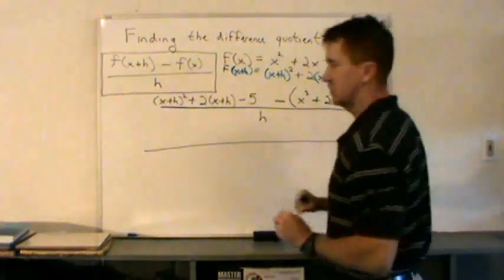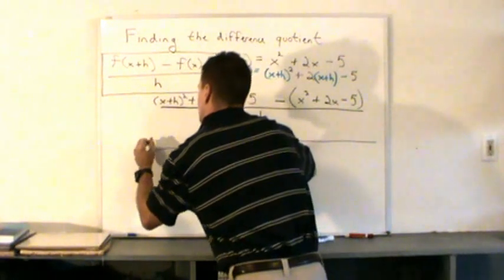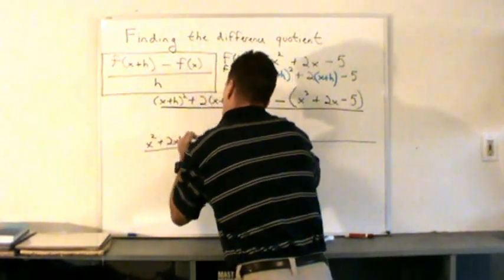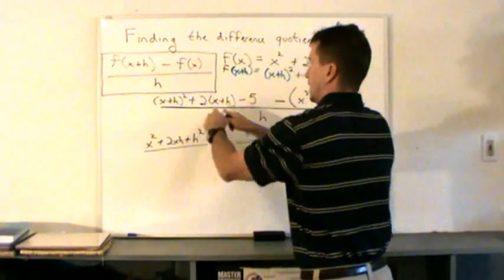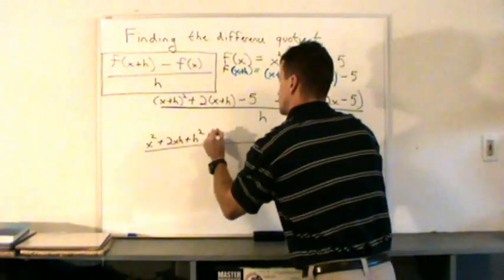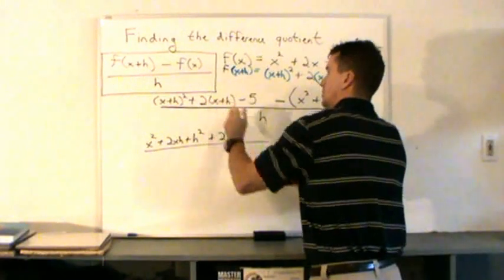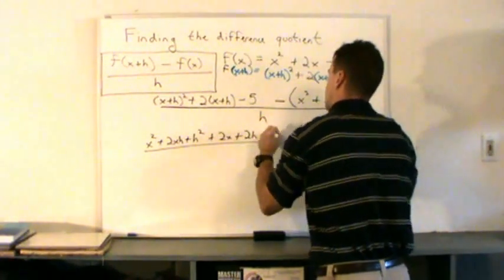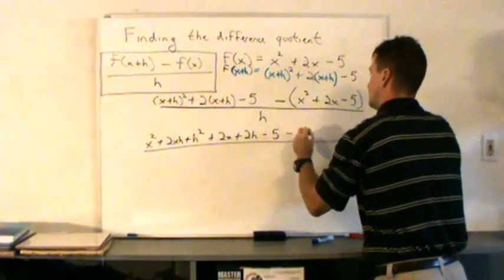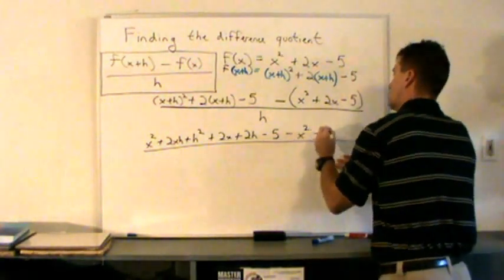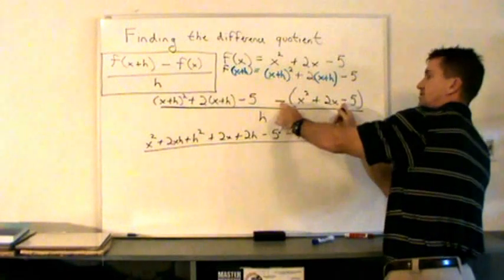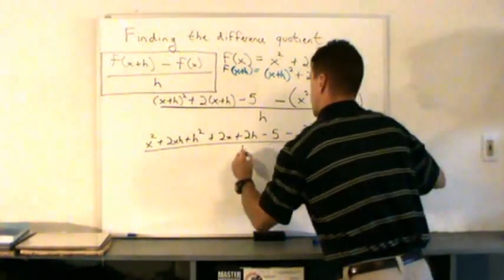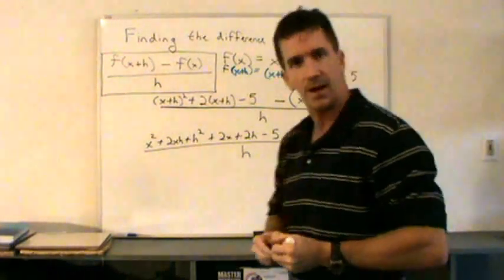And this fraction bar is getting long. All right. X squared plus 2xh plus h squared. That's that. This is plus 2x. Distribute that 2. Plus 2h minus 5 minus x squared minus 2x, and a negative times a negative is a positive, you get plus 5. And we're just going to combine like terms.